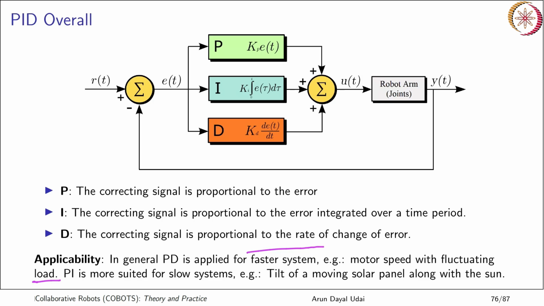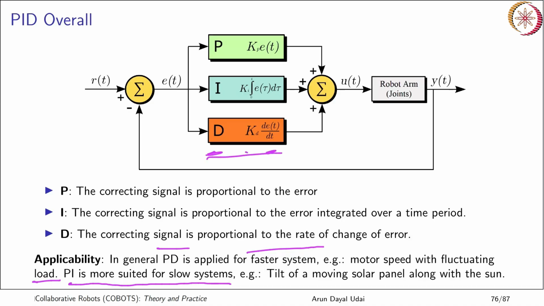That is just one example. This is true for a locomotive train also: if it is loaded or unloaded, the same engine can drive it at different speeds. If I want to make it go at a constant speed, I need a dynamic controller, and a PD controller is quite good enough for this. PI is most suited for slower systems where you get enough time to integrate over a period of time. If it is very, very slow, taking the derivative for the rate of change of error is also slow.